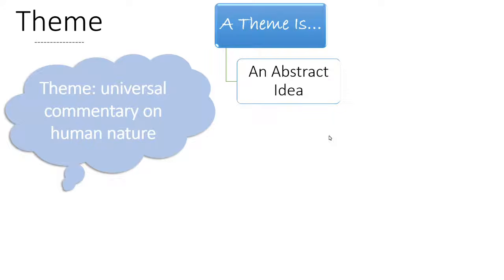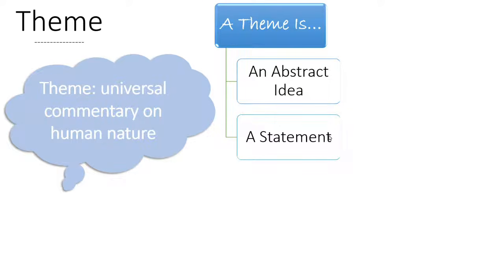We're going to analyze theme in a movie, Black Panther, and then in a piece of literature, The Crucible by Arthur Miller. Theme is a universal commentary on human nature that is expressed through a work of art. So a theme is an abstract idea, which means that it's not an object and it's not tangible.